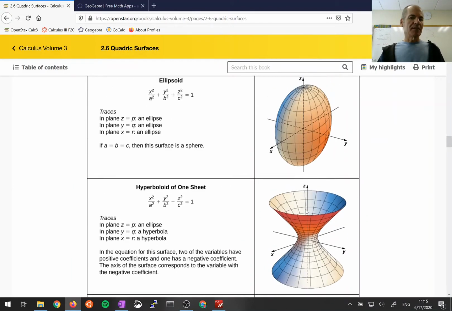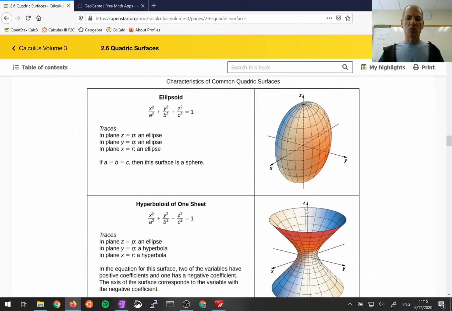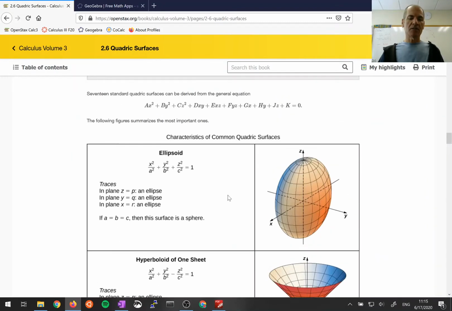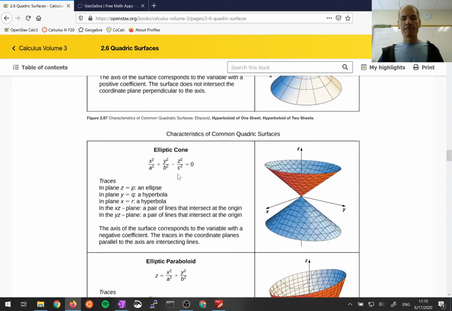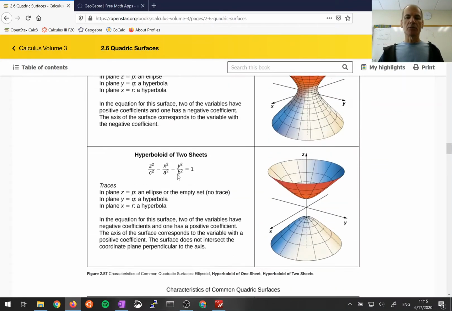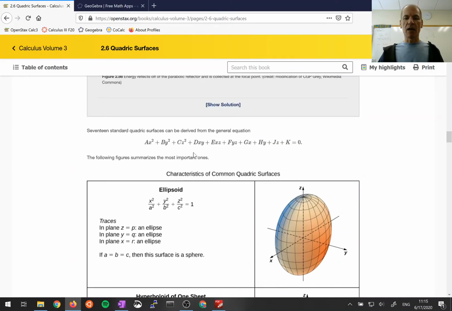These are the most common quadric surfaces. You might say, hey, what about a sphere? Well, a sphere is actually an ellipsoid. It's just that these constants a squared, b squared, c squared are all equal. So that's the zoo of surfaces that we're talking about, and all of them flow from this single equation.